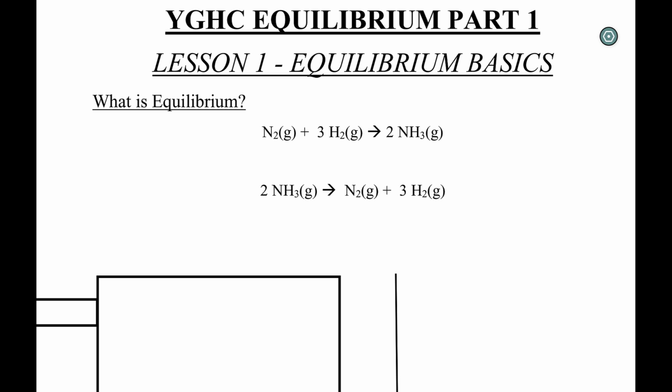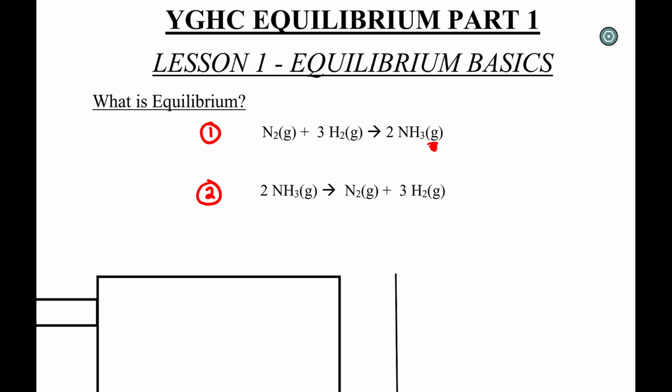So let's start with what is equilibrium, and I'm going to start with a couple of really basic equations. The first equation here is the formation of ammonia from its elements, and this equation here is the decomposition of ammonia into its elements. Now let's focus on the first one. Is it possible to take nitrogen and hydrogen and make ammonia? I hope the answer you said was yes. This is how we make fertilizer, and it's a big part of the agricultural world.